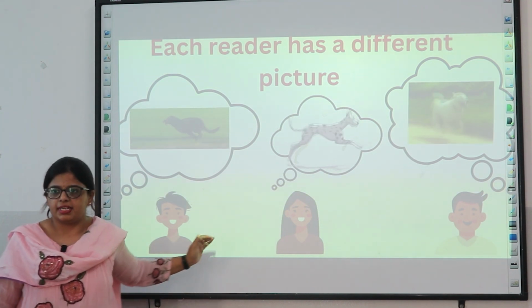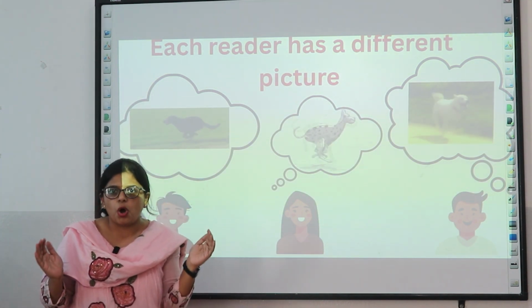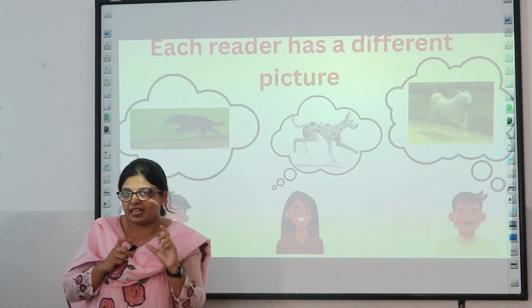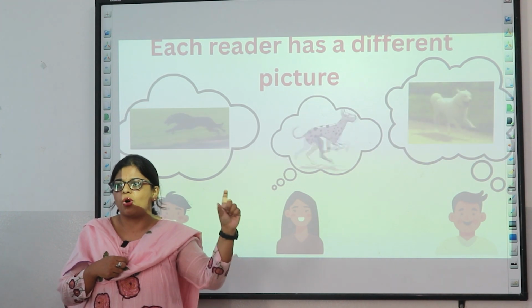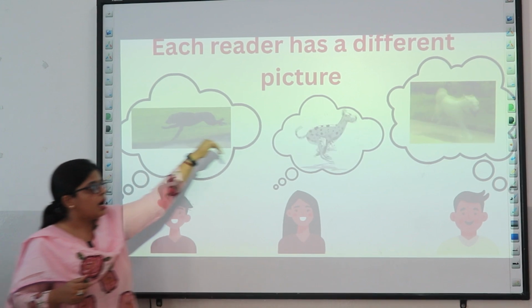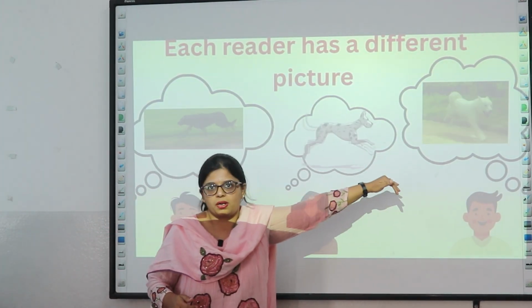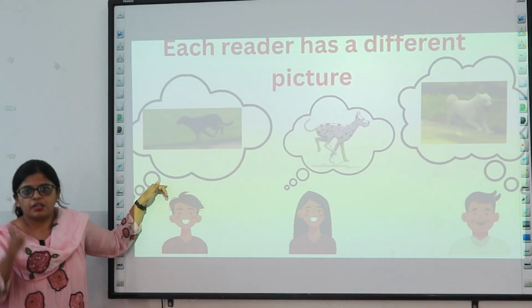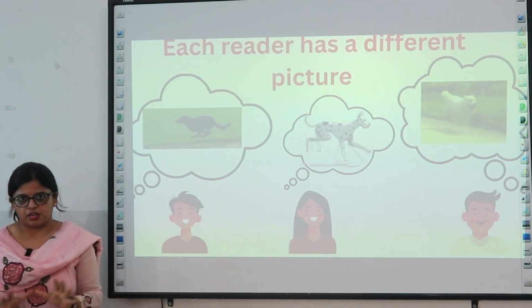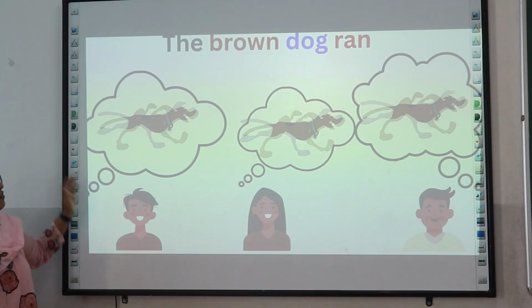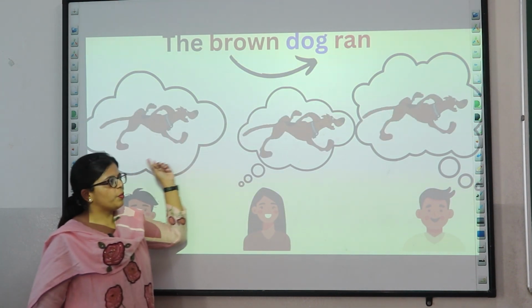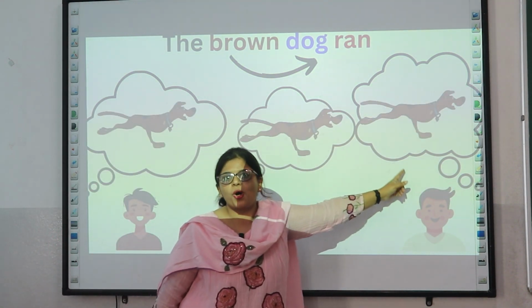Now when I say dog ran, we all have different pictures in our mind because I did not specify what kind of a dog ran. So each one of you imagines a black dog, a spotted dog or a white dog. If we describe the dog, then we'll be able to get a clear picture. If I say the brown dog ran, then all of you will imagine a brown dog.